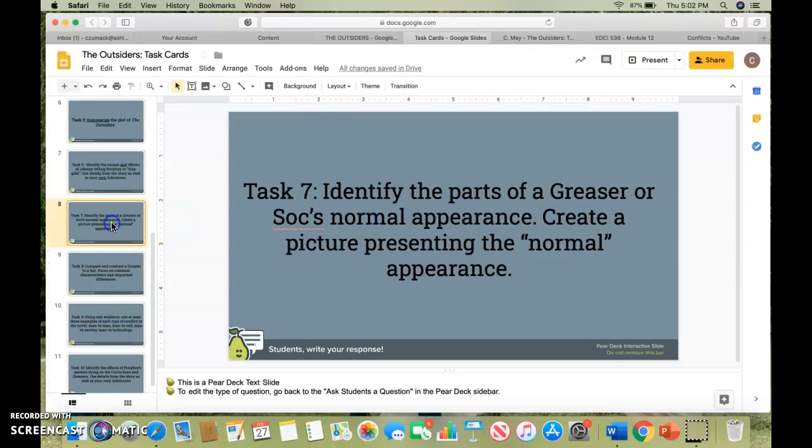Okay. So number 7, identify the parts of a greaser or Soc's normal appearance. Create a picture presenting the normal appearance. For this, your picture can honestly be just bullet points. Give me a bullet-pointed list of a greaser's appearance and a bullet-pointed list of a Soc's appearance. When I read through that, I'll be able to see how you identified them and how they're a little different, almost like a compare and contrast as well. But definitely just give me your list for task 7.